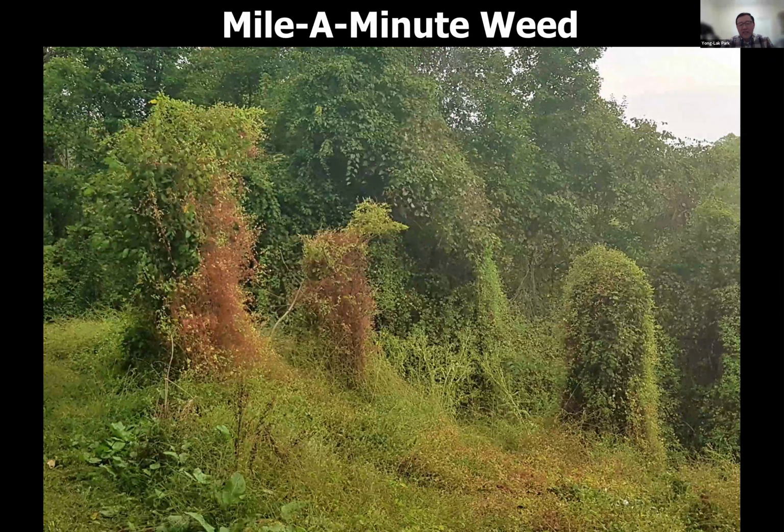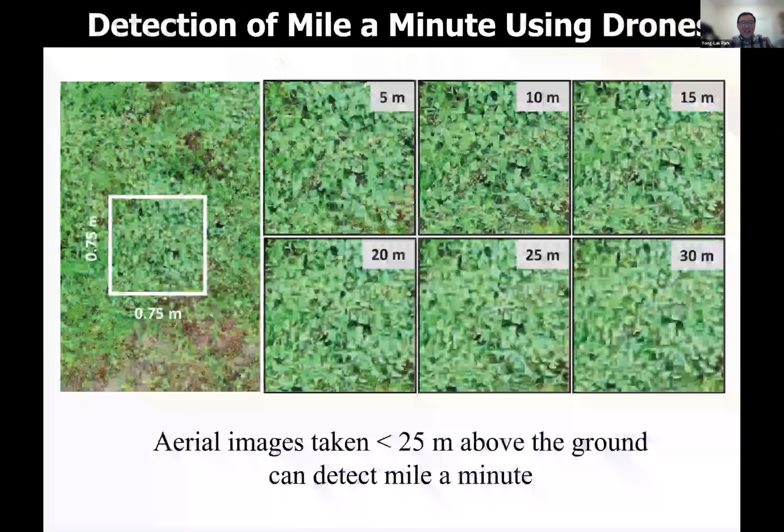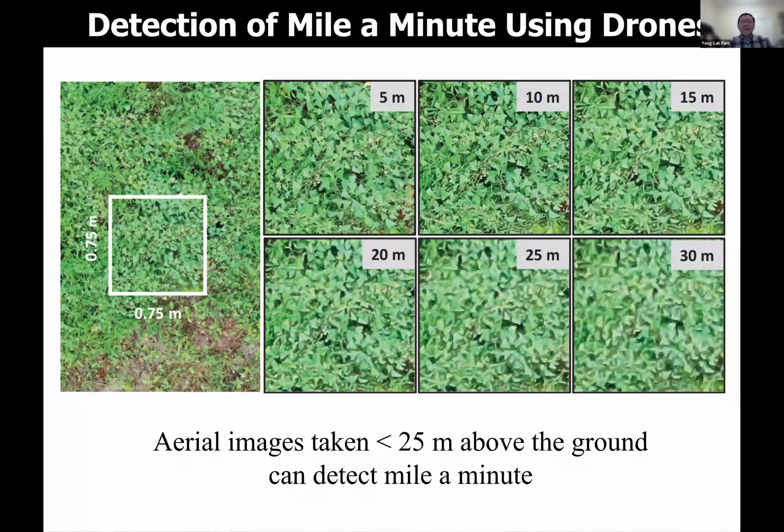Okay, so the question is, how can you find these invasive plants before they spread this much? And even if we find it, what can we do? That's the question. So the first thing is how to detect this. What we have been doing is flying a drone over the target plants, in this case mile-a-minute, every 5 meters up to 120 meters. That's the highest altitude we can fly in the United States legally.